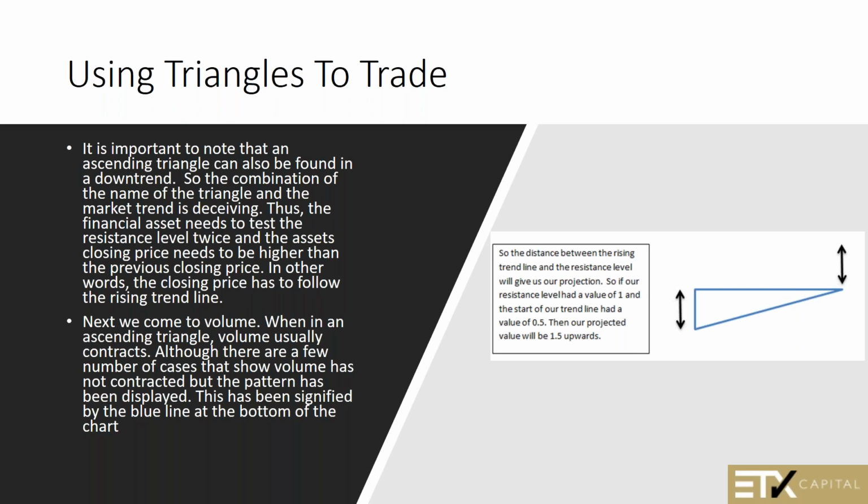Next, we come to volume, and volume is key. As you know, volume is put on a price chart underneath the prices. Volume is the number of shares or contracts exchanged. When we are moving into a triangle, we need to look at volume because we expect volume to confirm the triangle. So in an ascending triangle, volume usually contracts. Although there are a few cases where volume has not contracted, but the pattern has been displayed.